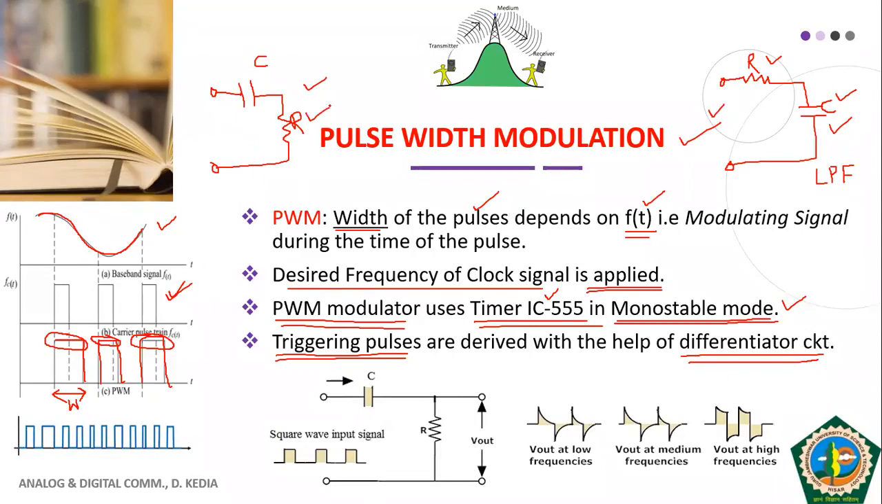Okay, so your output voltage is the differentiation of the input voltage. That's why we call it a differentiator circuit. These triggering pulses will be derived with the help of a differentiator circuit, which looks like this, and the same circuit has been shown here. You have a capacitor here and a resistor here, and this output voltage is the differentiation of the input voltage.